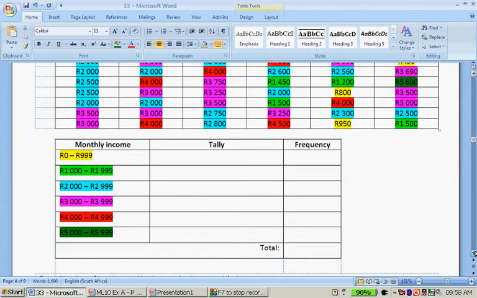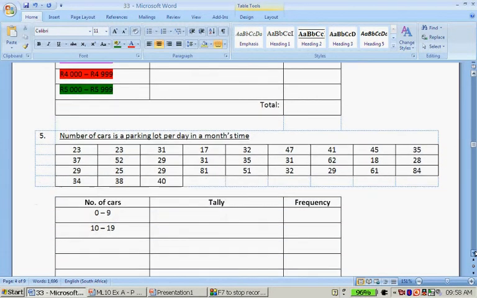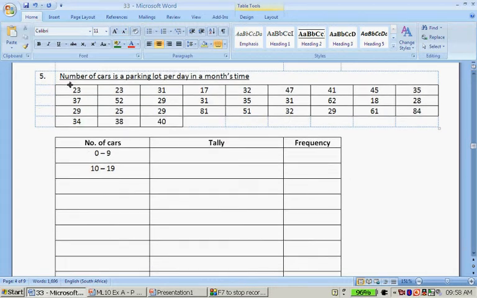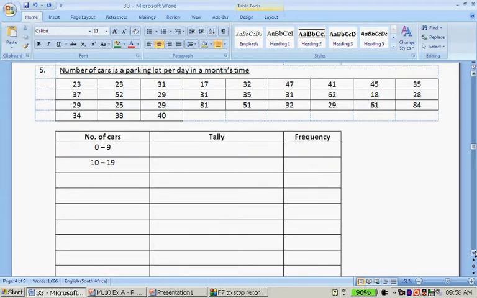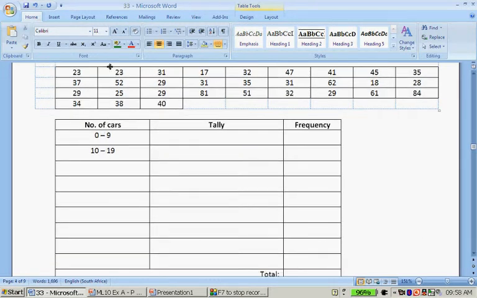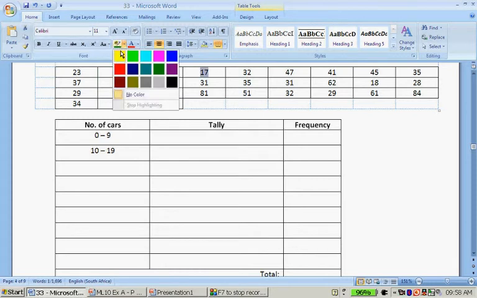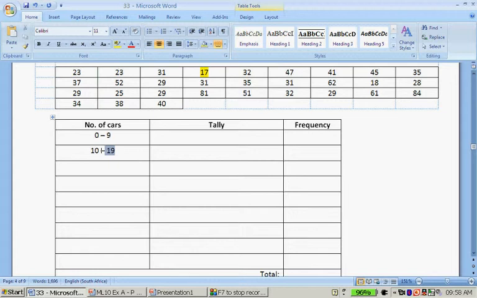Let's go to question number 5. Number of cars in a parking lot per day in a month's time. Right, again we can color code it. So let's go 0 to 9, none really, between 10 and 19: 17 and 18. I don't see any others.